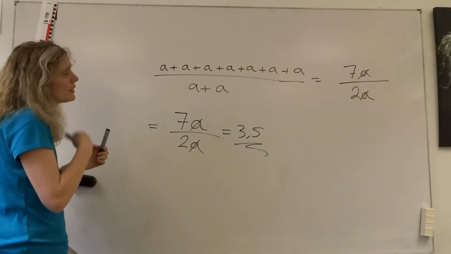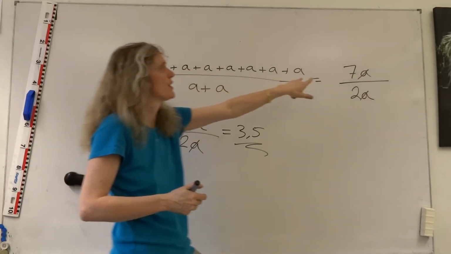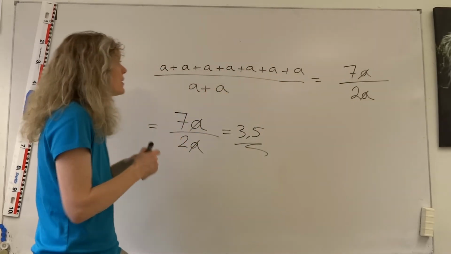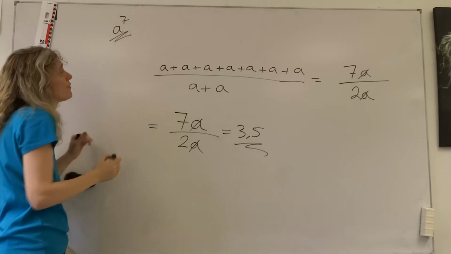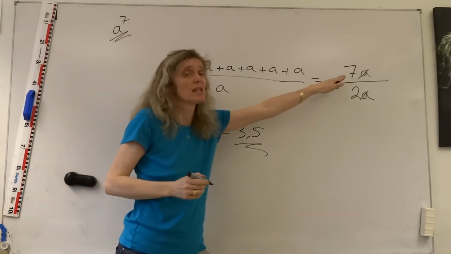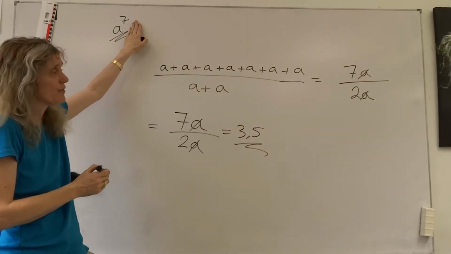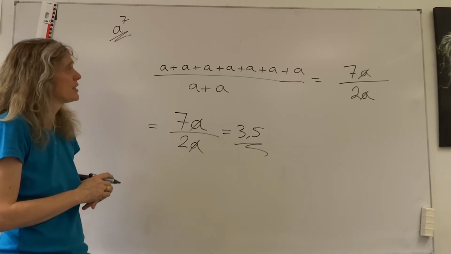So understanding the difference between adding the A's here, which gives 7A, whereas if we'd been multiplying these A's together, we'd have got A to the power of 7. Understanding the difference between adding the A's to give 7 A's and multiplying the A's, which would have given A to the power of 7, is a super important concept in maths. And you have to understand the difference.